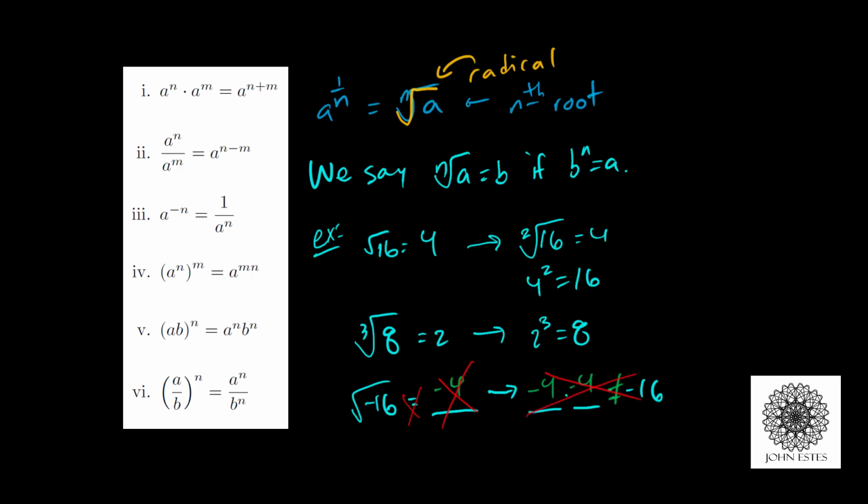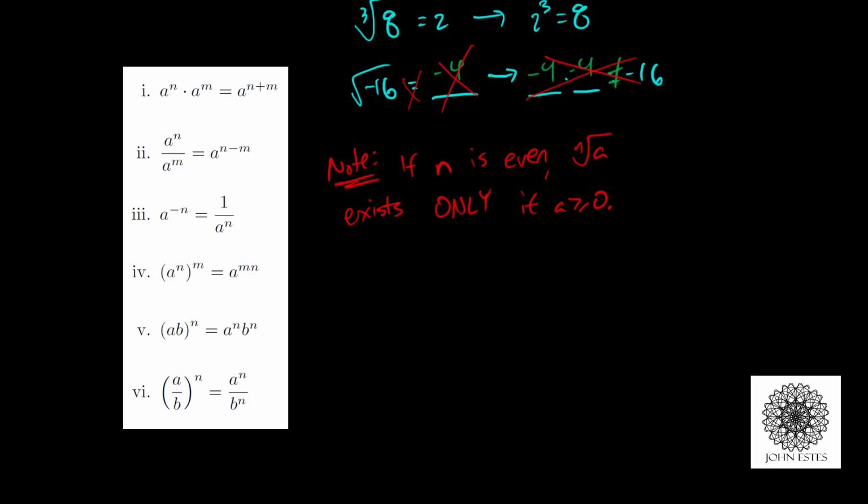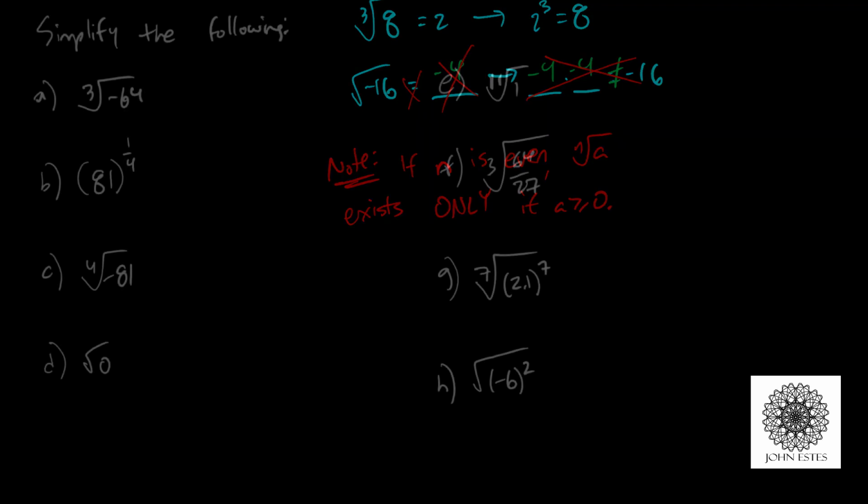So what do we do then? Well, if you think about it, there's not something that multiplies by itself to give me a negative number, okay? So we need to add a note here. If n is even, then the nth root of a exists only if a is greater than or equal to 0. Because you got to think, the only reason that the nth root of a would exist is if something can be multiplied by itself n times and get that. So if we have a negative number and you multiply by itself an even number of times, you're always going to have something positive. So this makes sense. I'm going to go over some examples and hopefully this will make sense.